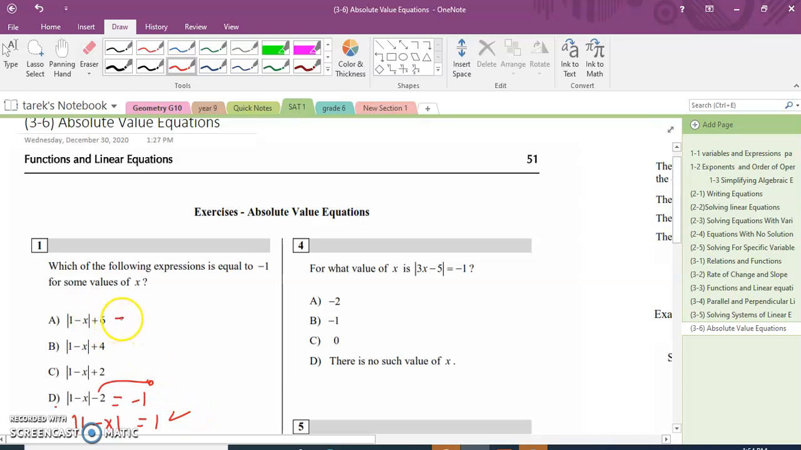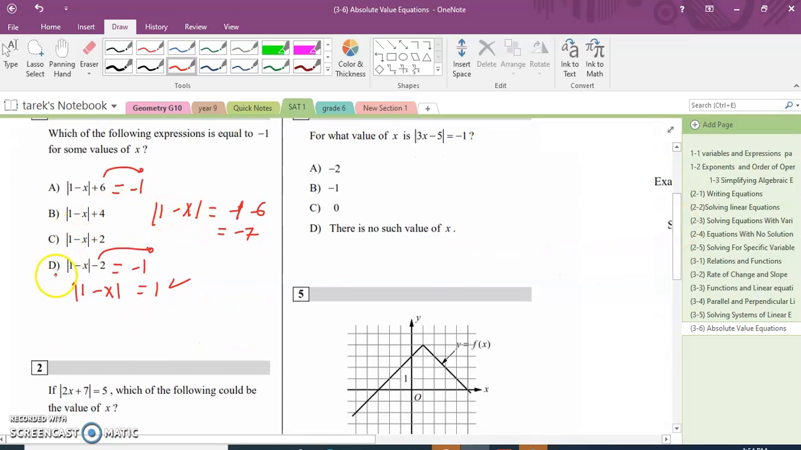But if you try here to put negative 1, so it will be 1 minus x equals negative 1 minus 6, which is negative 7. And we said that the absolute value cannot be negative. So in number A, B, C, if you put the equation equals negative 1, you will get a negative number. The only one that does not give you a negative value is number D.